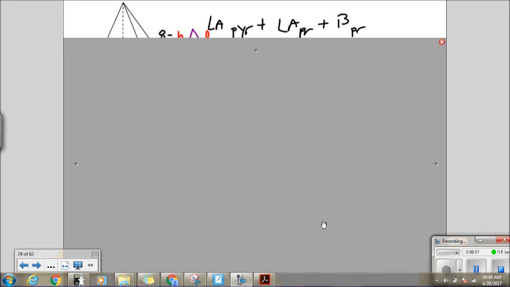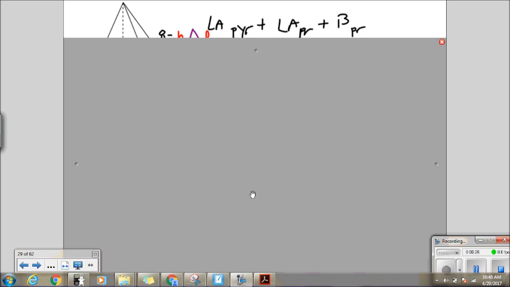I'm sorry, I realized I made a mistake on a previous recording, so I'm redoing the last two examples of your composite notes. So on the second to last one, we have a pyramid on top of a prism. So the pyramid covers the prism completely.